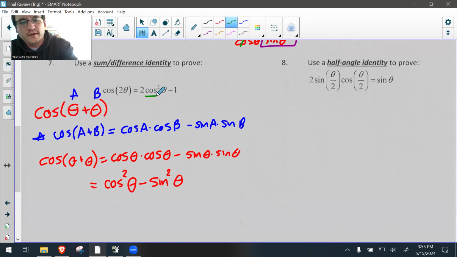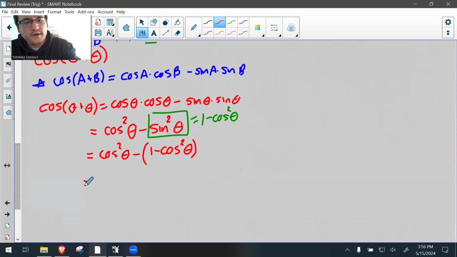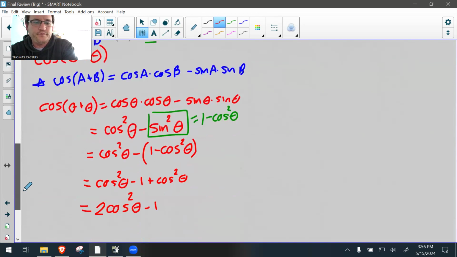So they're asking us to get cosines. So what I'm going to do is change this guy here. This is 1 minus cosine squared of theta. But we have to be careful how we do this, otherwise we're going to end up with the wrong thing. We're going to have cosine squared of theta minus, then this whole thing is 1 minus cosine squared. That needs to be in parentheses. So we're going to have cosine squared of theta minus 1 plus cosine squared of theta. That ends up being 2 cosine squared of theta minus 1, which is what we wanted to end up with.